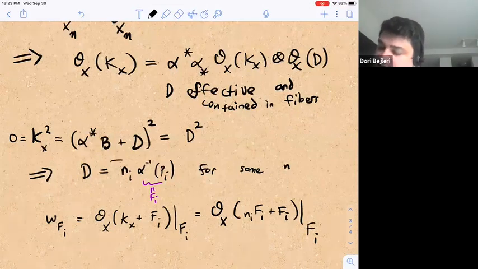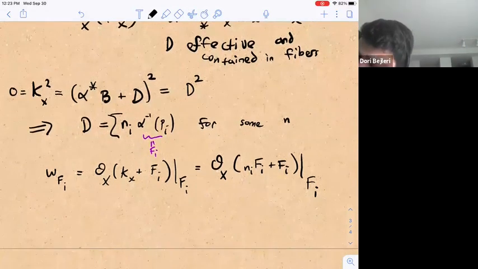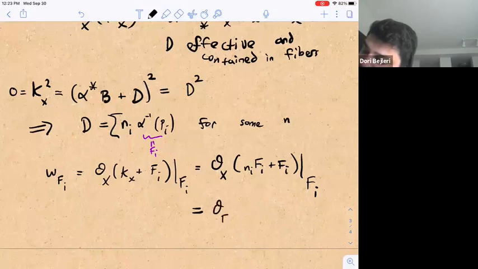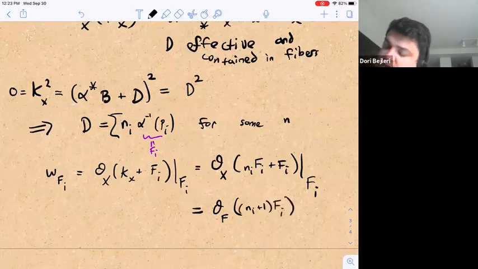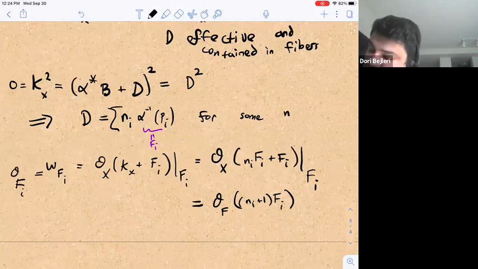So D is some sum, I really should put a sum here, some sum of multiples of fibers. And now this is O_F of N_i plus 1 times F_i. But on the other hand, by our lemma, this is trivial. And so now the other part of our lemma tells us that N_i plus 1 has to be the multiplicity.